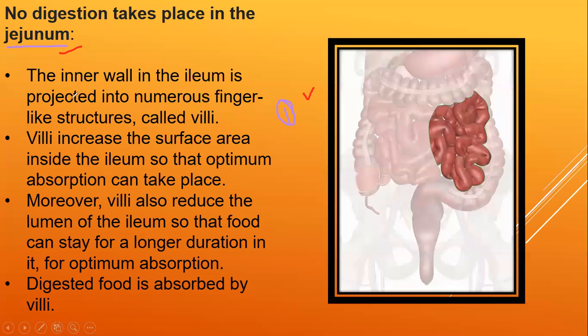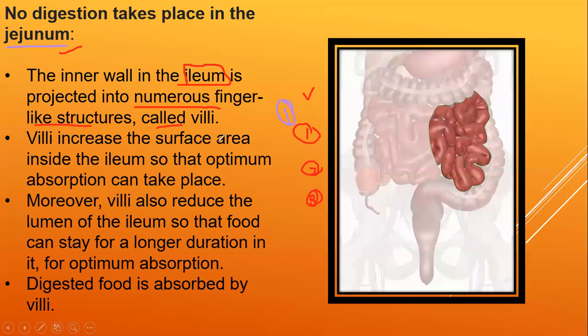What is ileum? Since no digestion takes place in the jejunum, there is nothing more to learn about the jejunum. Ileum is the third part of the small intestine. First part is duodenum, second part is jejunum, and third part is ileum. All over the small intestine, it has numerous finger-like projections called villi.